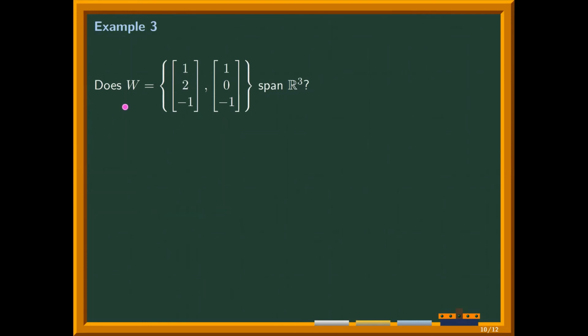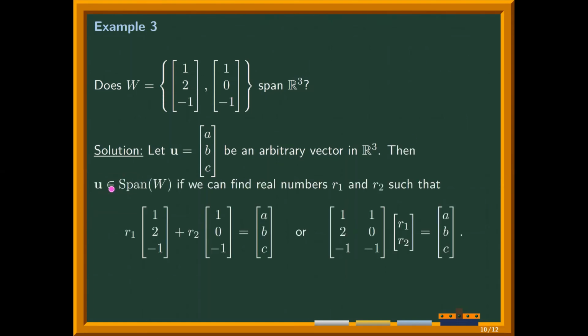Final example. This time the vector space is R3. Consider W with elements as shown. Does it span R3? Well, we apply the algorithm. We take an arbitrary vector in the mother vector space, say (a, b, c). Then, by definition, this arbitrary vector is in the span of W if we can find real numbers r1, r2 making this equation true. In other words, if this linear system has a solution.